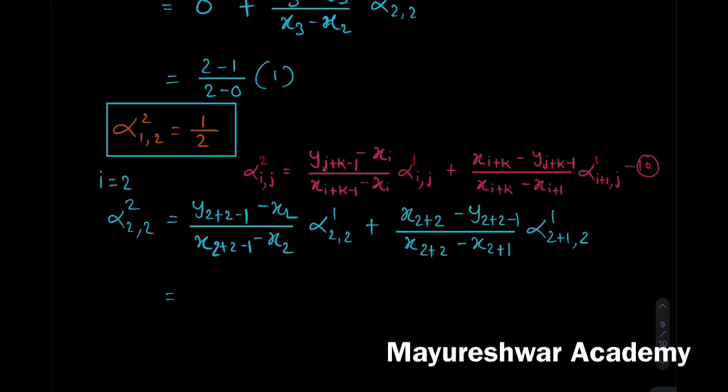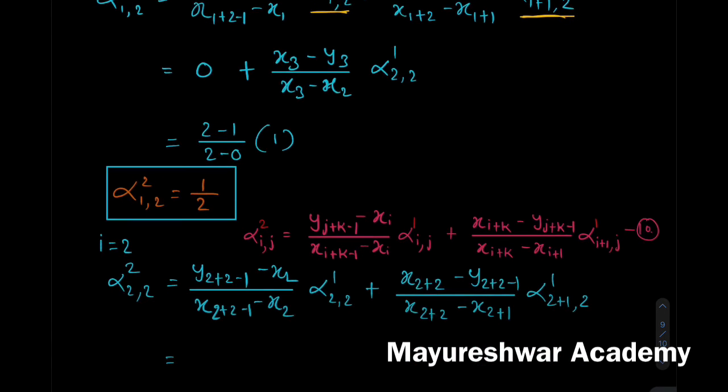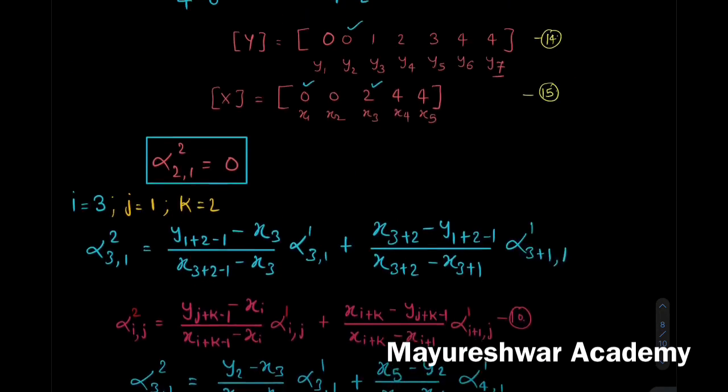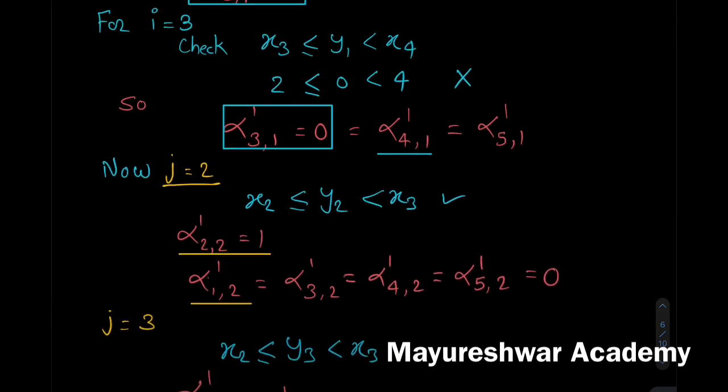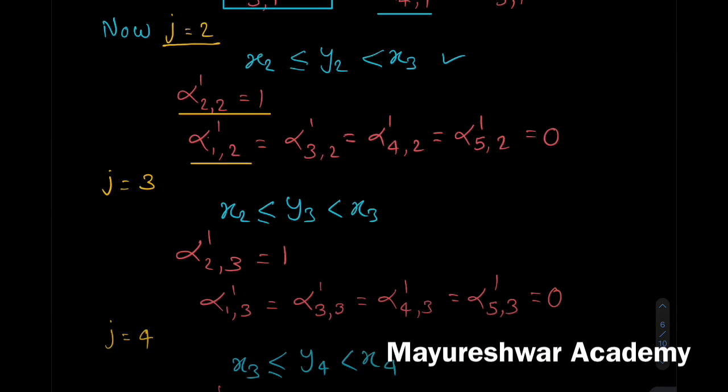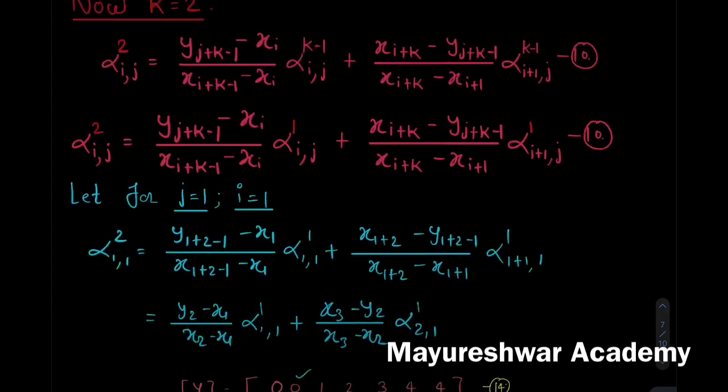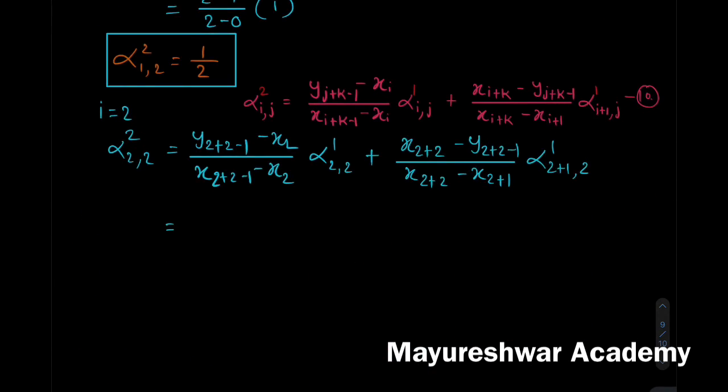Okay, so check alpha 2 2, we have recently observed that this is a unit value, so the first term is going to remain, and the other terms, okay, are 0. So alpha 3 2 is 0. Okay, so the first term will be y3 minus x2 divided by x3 minus x2 and unit value. Okay, so this is, let us check for y3. I guess it is 1.